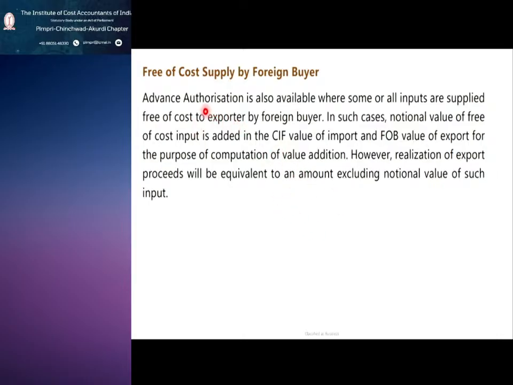Okay, so for example, we are importing some material free of cost. That raw material we also use in our finished product. Free of cost means you don't know the value of that raw material. In that scenario, they use a value called the notional value. Even in accounts you might have seen the notional amount. So what does notional amount mean? It is not the real value but an approximate.